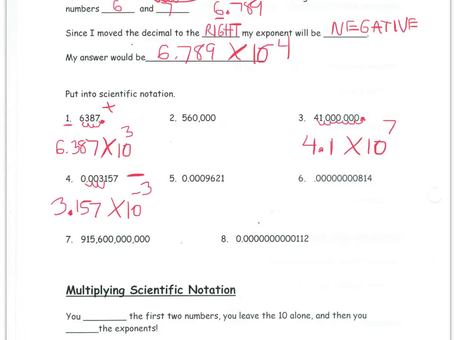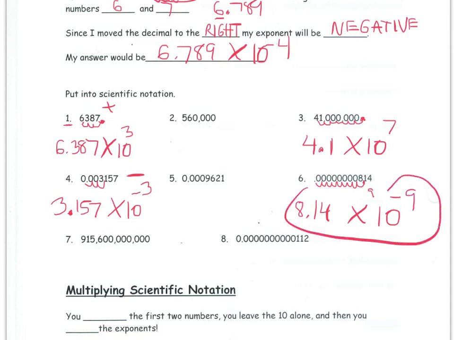Okay, let's just do one more. Let's do number 6. Again, it's a very small number, so it's going to be a negative exponent. Let's count. I'm going to move the decimal right here between the 8 and the 1. So let's count: 1, 2, 3, 4, 5, 6, 7, 8, 9 places. So I'll put 9 for 9 places. That becomes 8.14 times 10, and since it's a very, very small number, it's times 10 to the negative 9th. So that's our answer right here.